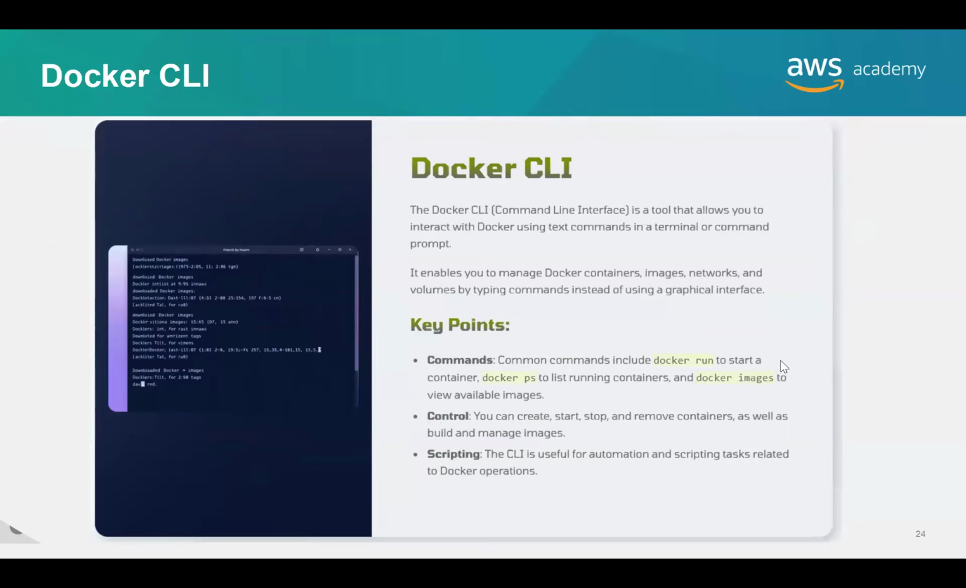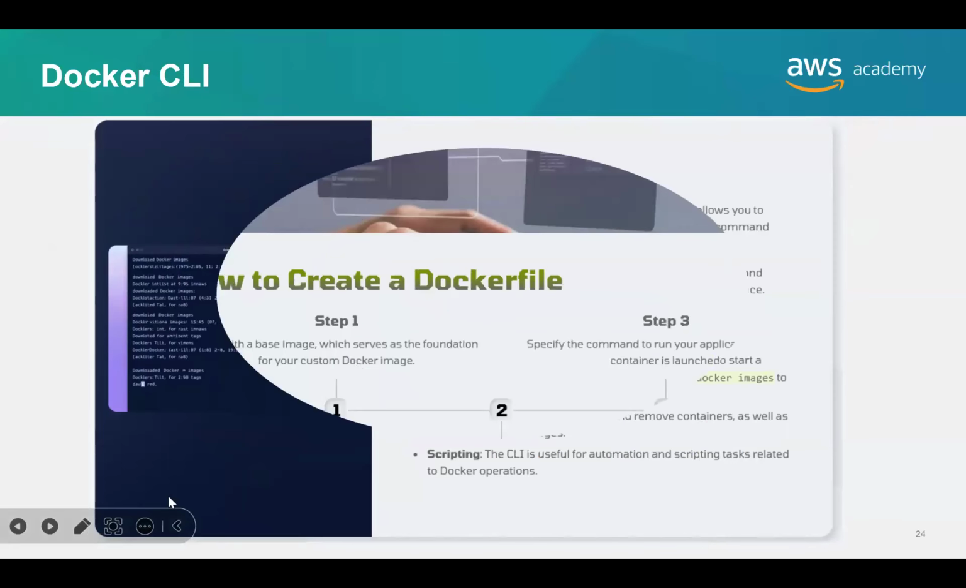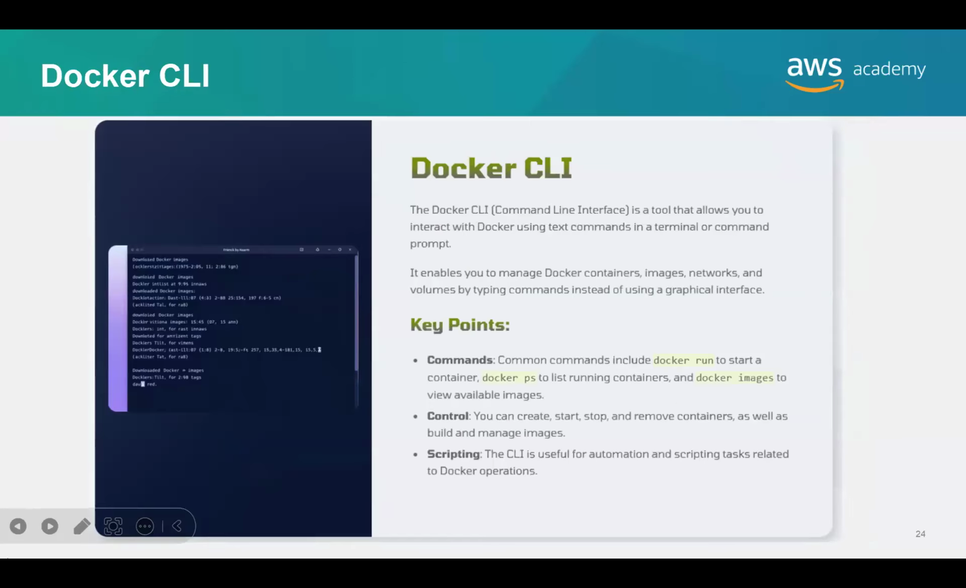What are the key points here? What are the main commands in Docker? Maybe you can write these commands. First is docker run, which is used to start a container, and docker ps to list the running containers, and docker images to view the available images. So write these three commands and keep them in your notebook.